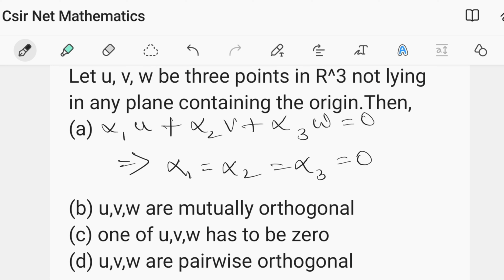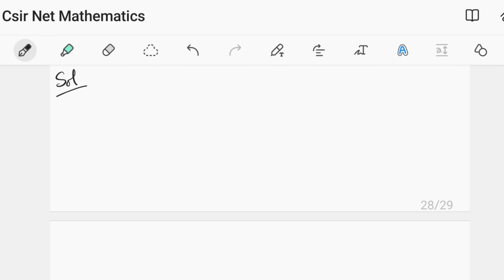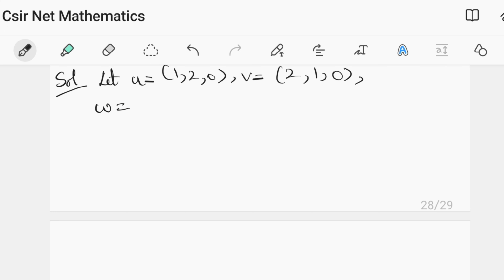So for solving this problem, let us consider U, V, W as 3 random points and then check these options. Let us consider U to be equal to (1, 2, 0), V to be equal to (2, 1, 0) and W to be equal to (3, 2, 3).